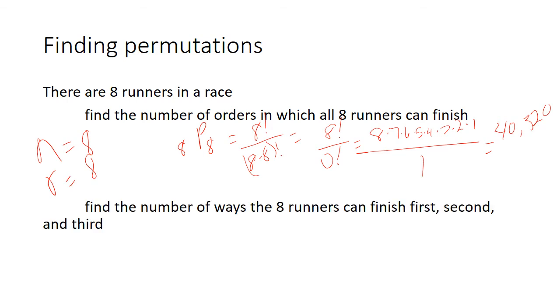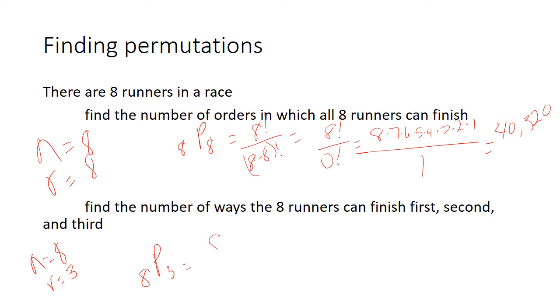Let's say we're taking our 8 runners and we're not worried about places 1 through 8. We are only worried about first, second, and third place. So in this case, the number of runners we have is 8, and the number of runners we're wanting to count is only 3. So our R is different this time because we're only looking for the first 3 finishers. So here we'll have our 8P3.